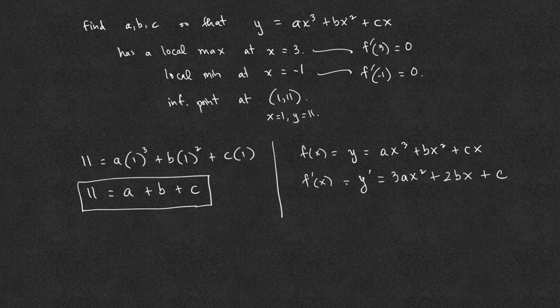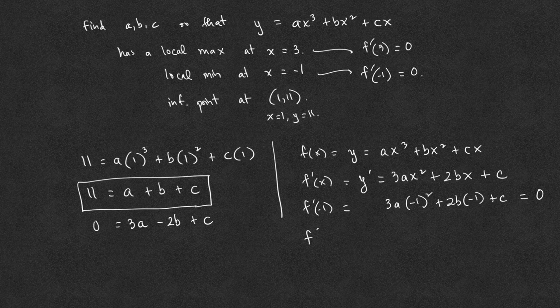When we plug -1 into the first derivative, we will get 3 times a times -1 squared plus 2b times -1 plus c, and this needs to be 0. So we obtain the second equation: 0 equals 3a minus 2b plus c.